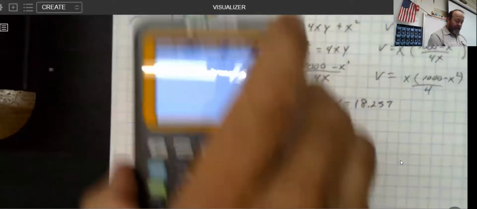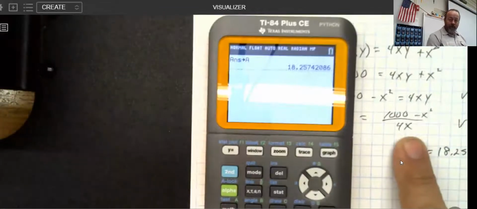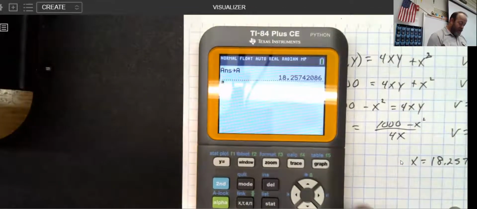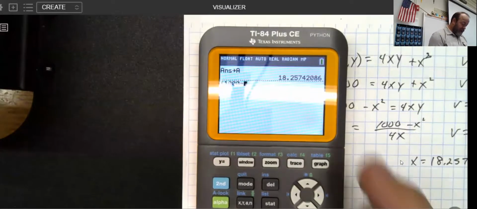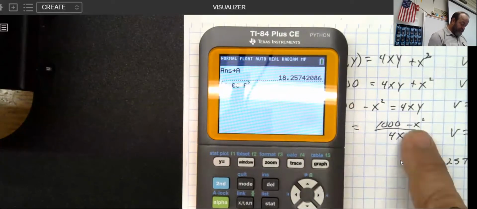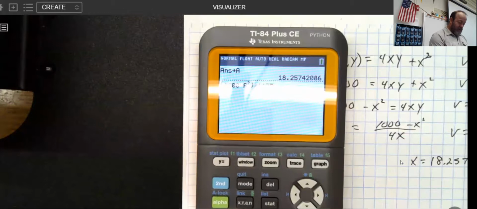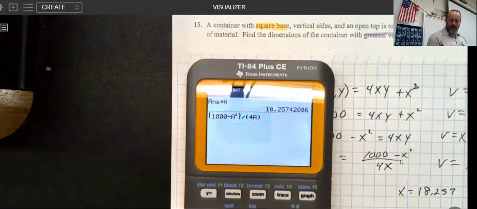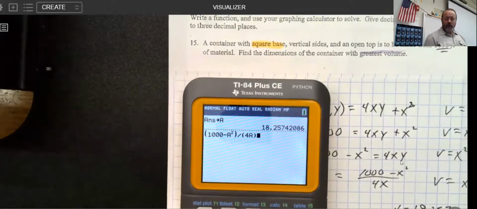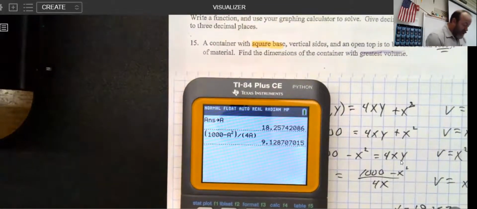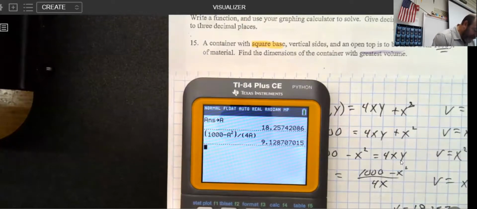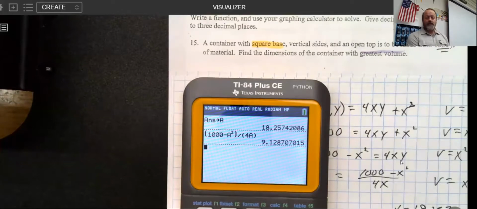Now let's take a look at what y was. Over here, we figured out that the height, the y value, was (1,000 minus A squared) divided by (4 times A). Let's put that in parentheses so it knows it's dividing by both the 4 and the A. Oh man, let's move that down so you can see that better. A little glare. There we are. And I got 9.128. Do you notice how those are in a 2-to-1 ratio?